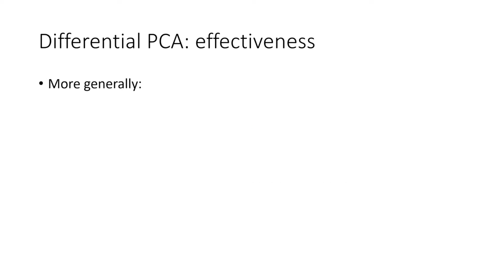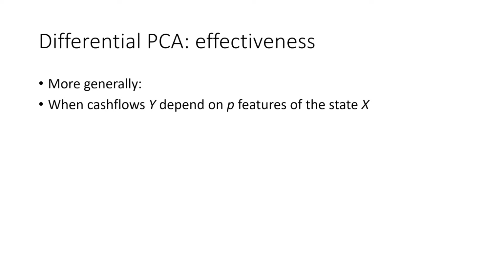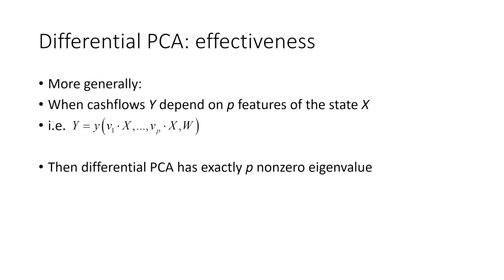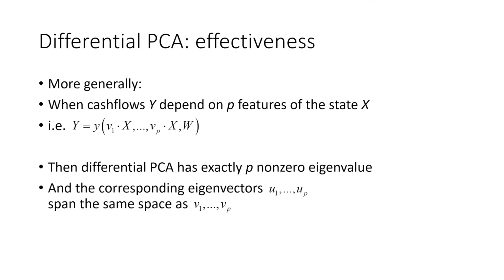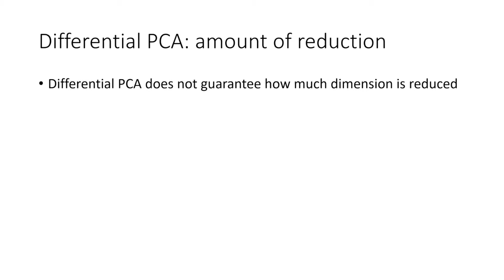More generally, if the cash flows y depend on p linearly independent features of the state x, that is, y is a function of v1.x, v2.x, up to vp.x, and the independent noise w. Now differential PCA finds a p-dimensional reduction whose bases u1, u2 up to up span the same space as the vectors v1, v2 up to vp. The general result is demonstrated in the paper along the same lines as the one-dimensional result we just saw. So differential PCA correctly identifies the principal risk directions.